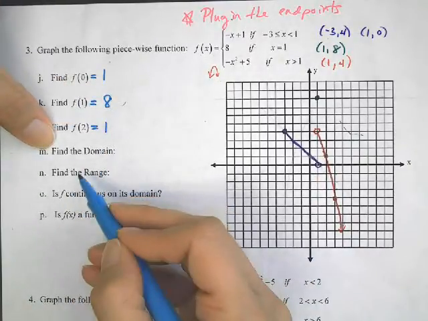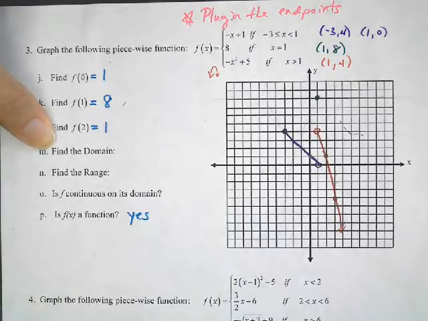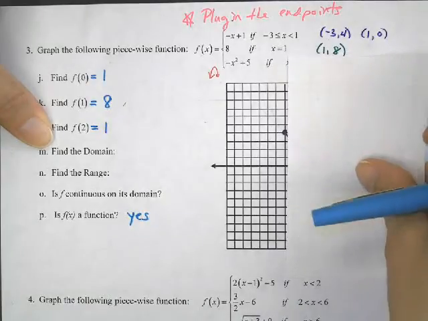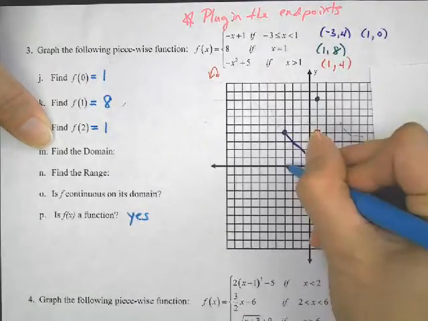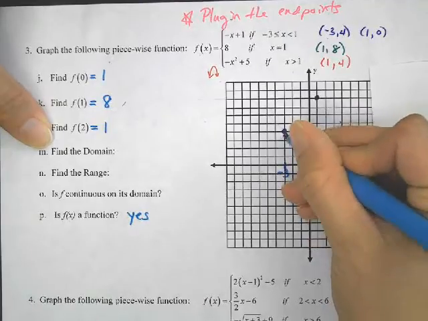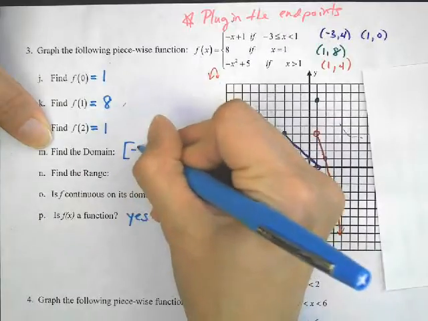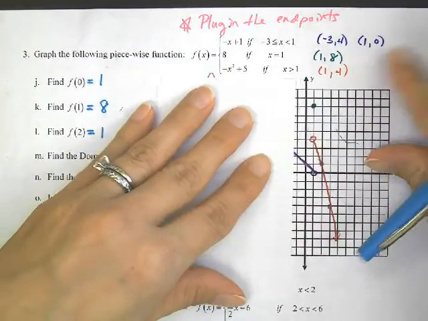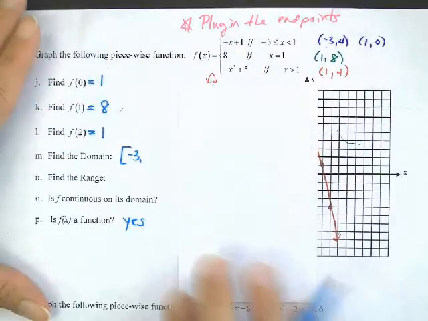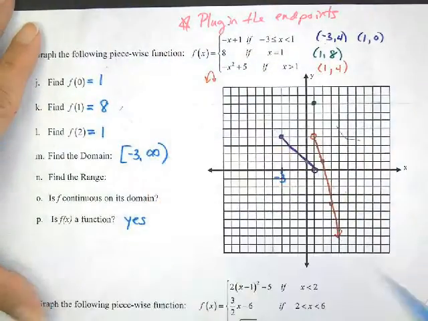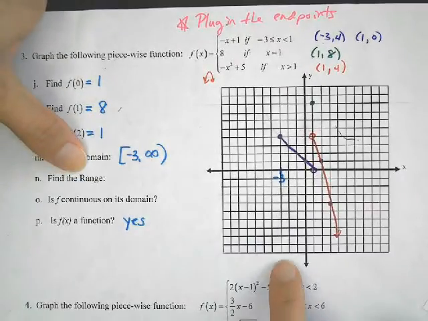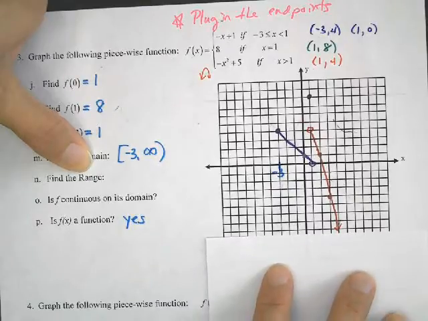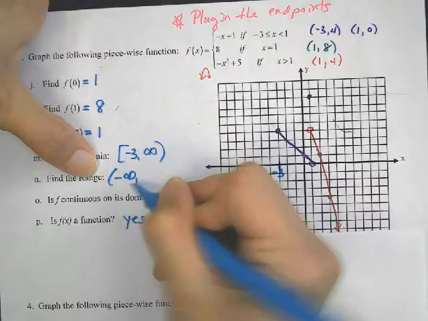Find the domain. Remember, the domain's a set of x values. The smallest x value, let's see, the smallest x value is right there, -3. -3, that's a closed point, so we'll put brackets from -3. And then the graph keeps going, going, going, all the way until infinity. Okay, let's find the range. Smallest y value. Smallest y value is -infinity with parentheses.